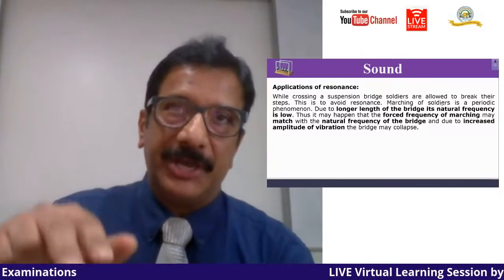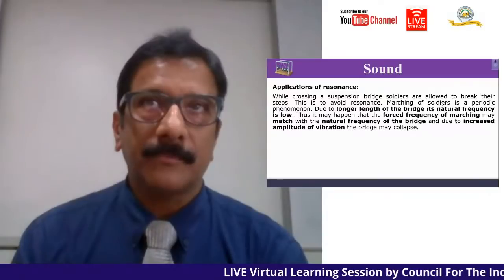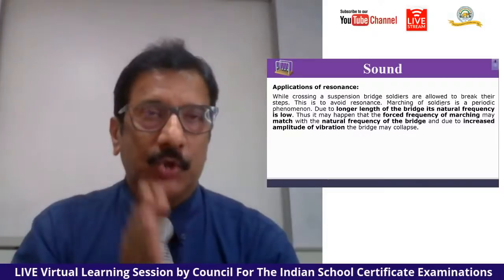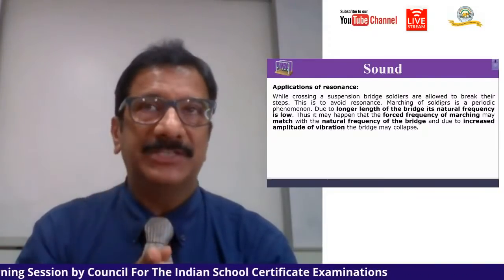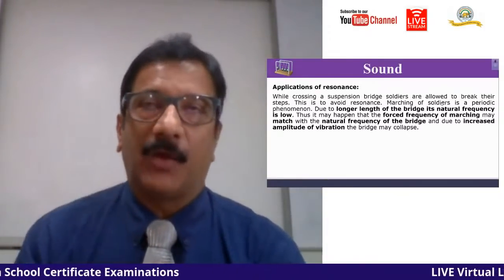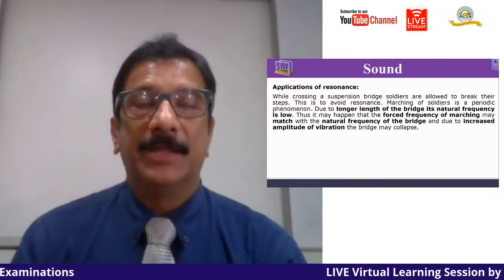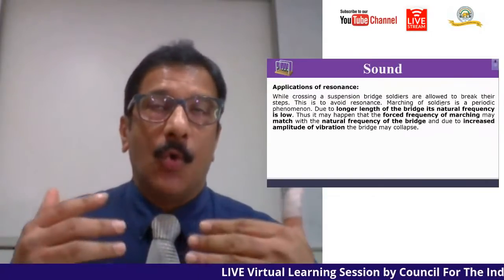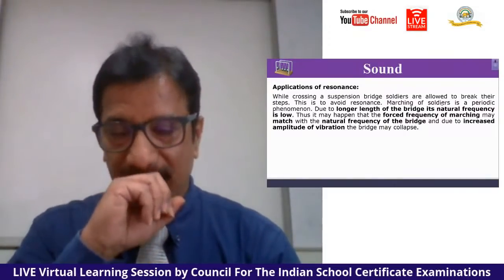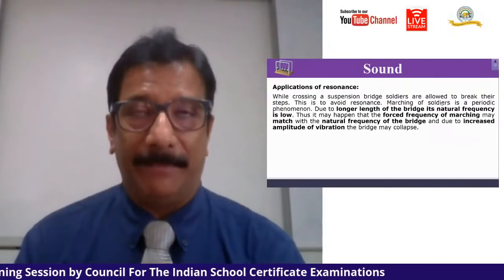So when they are marching over the bridge, marching is a periodic phenomenon. So it may happen that the frequency of their marching matches the natural frequency of the bridge. And the bridge can be set into vibrations with greater amplitude. And this can cause the bridge to collapse.